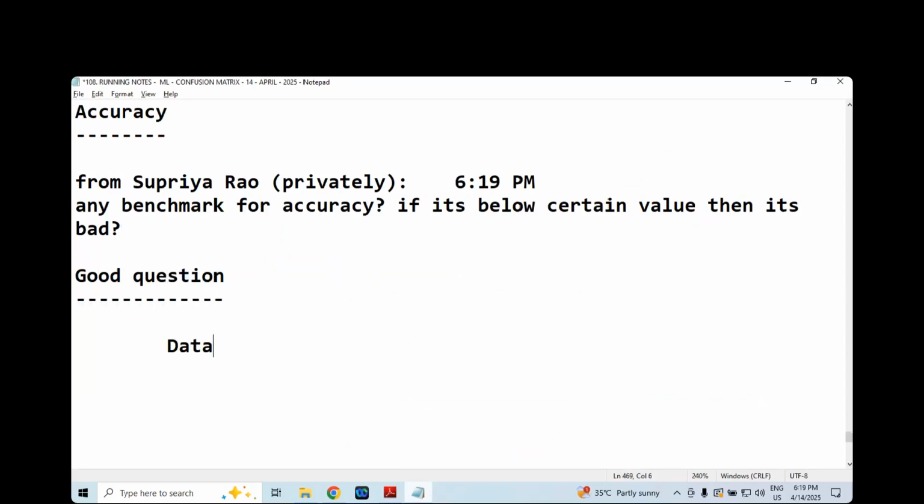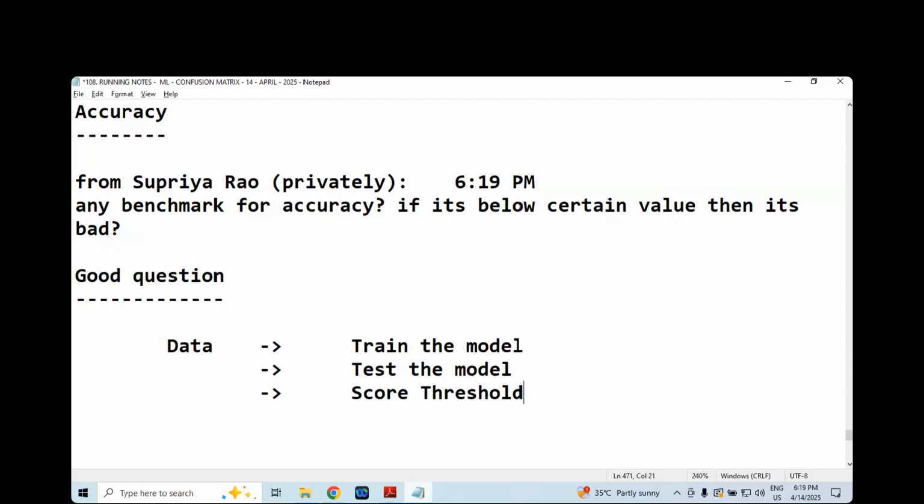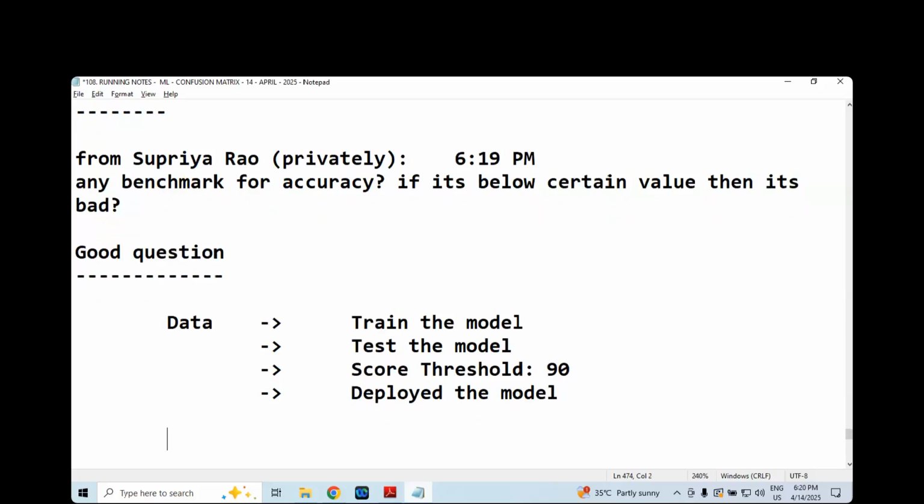Team, there is data. Then we train the model. Train what exactly? Model. We train the model and we test the model. Now the score, the threshold value, is actually 90%. How much actually? 90%. We got 90. Then we have deployed the model. Now the model is being monitored. Now we are getting new data. New data.